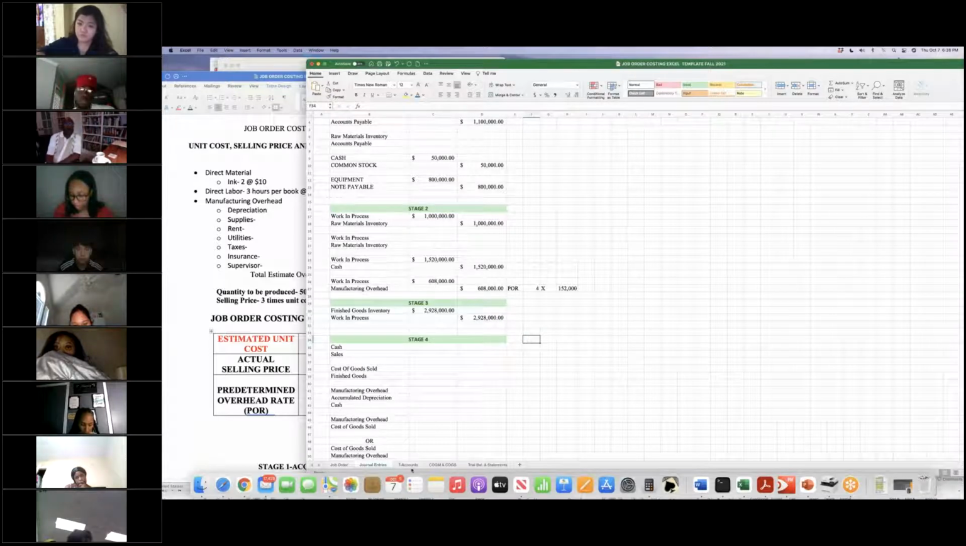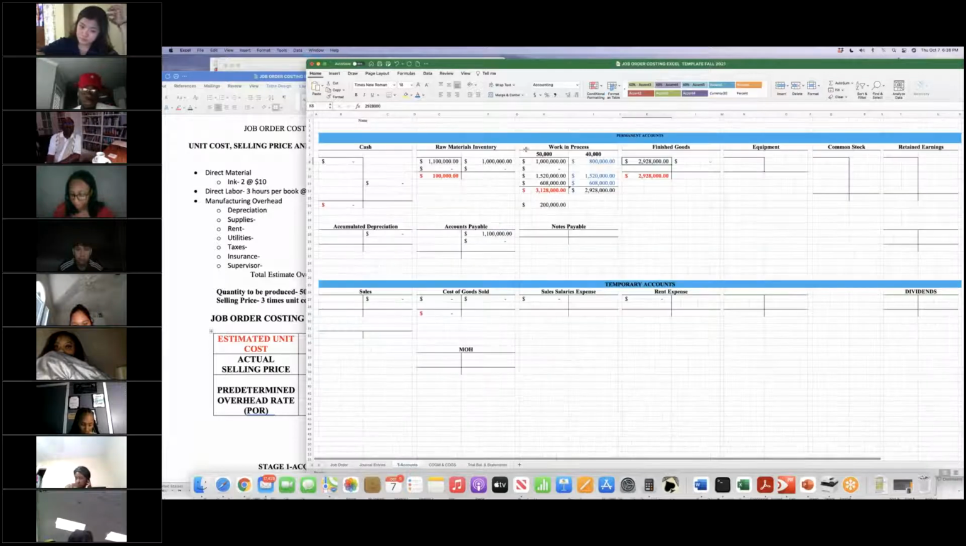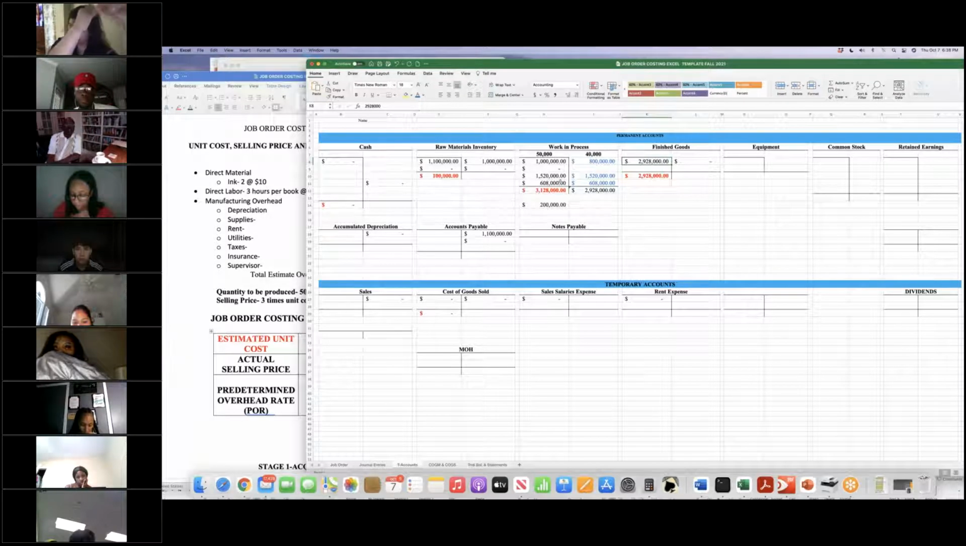So going back to our T accounts, we put $1 million in the work in process, $1,520,000 and $608,000 for a total of $3,128,000 in cost to make 50,000 books. We only made 40,000. All of the labor and all of the overhead comes out, but only a portion, 80% of the raw materials, because those raw materials remain behind to be worked on next time.